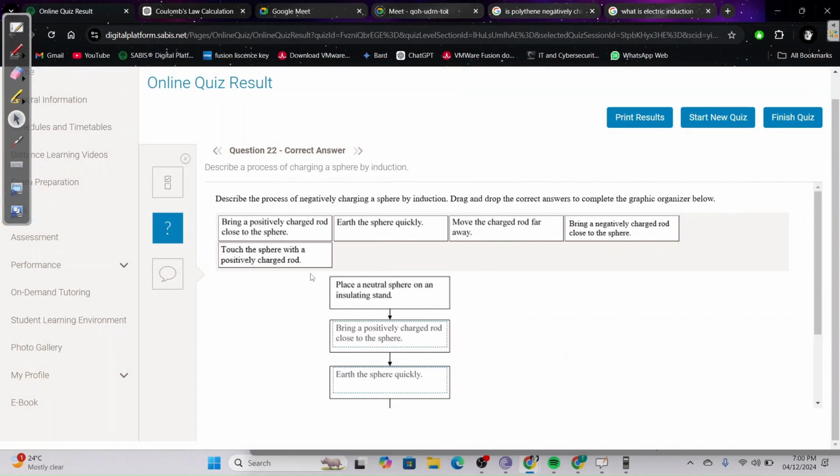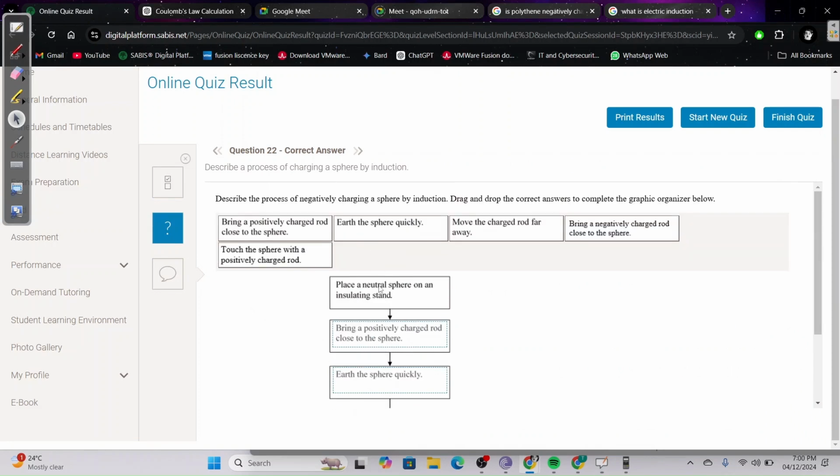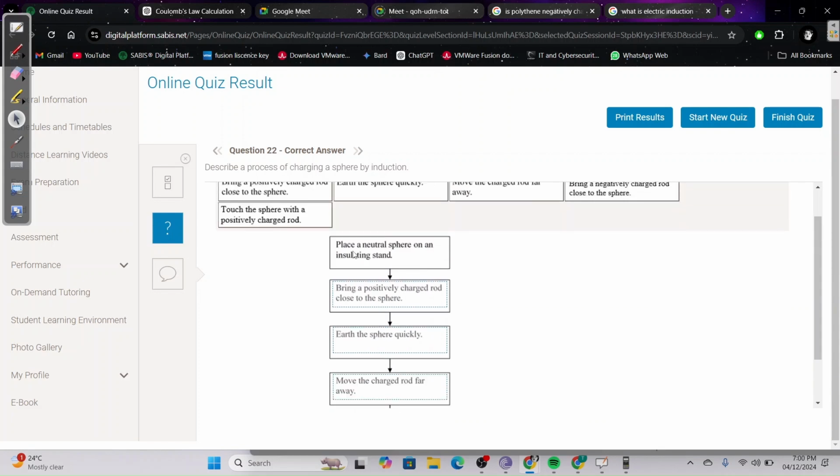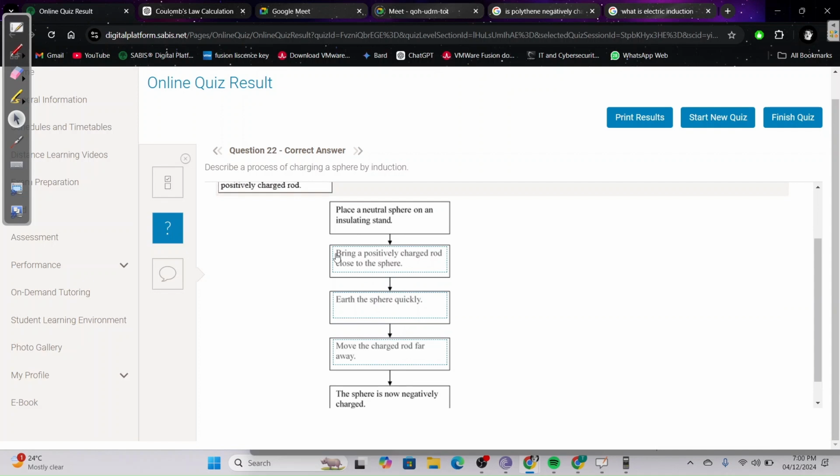Question 22. This is the question about induction. Describe the process of negatively charging a sphere. First, place a neutral sphere on an insulating stand so you don't get any excess charges. Now you want to bring a positively charged rod to the sphere. This is you trying to charge it negatively. You place it close to the sphere, right?